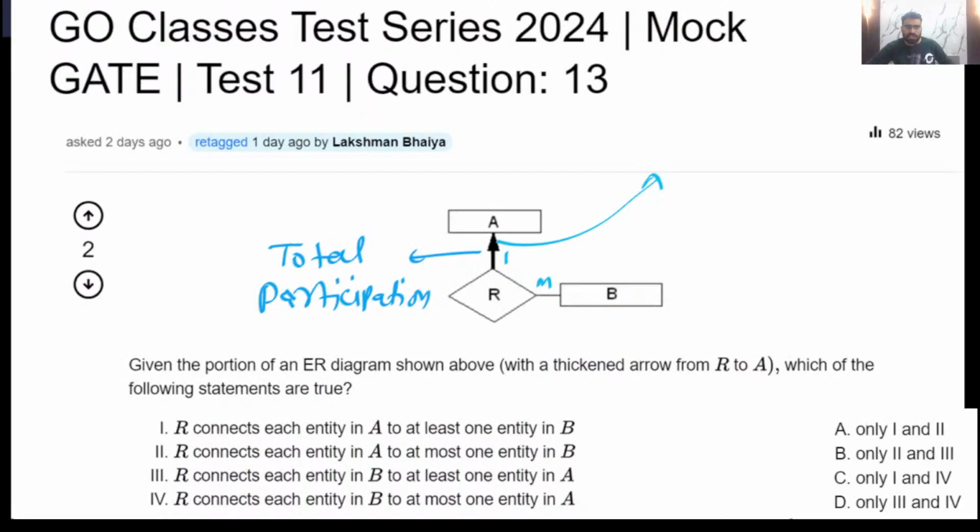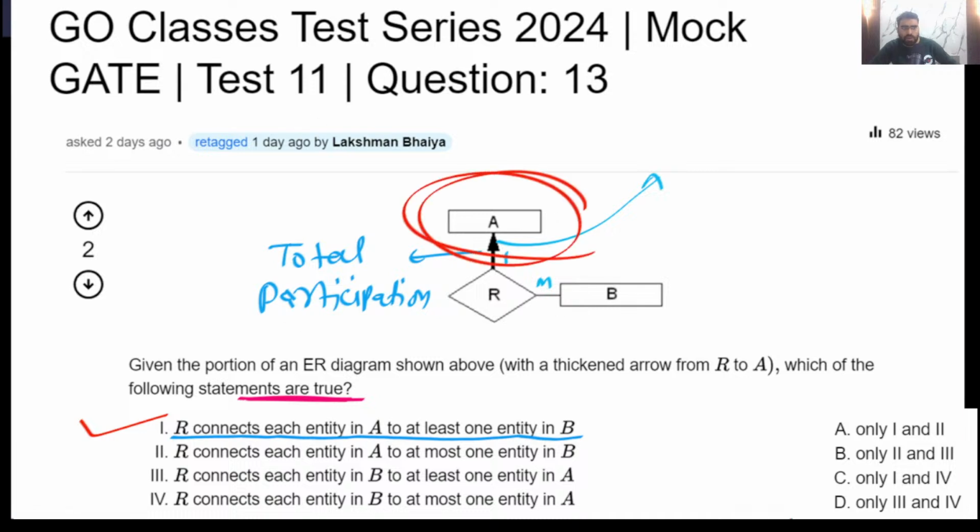So let's see which statements must be true. R connects each entity in A to at least one entity in B. Yes, that is correct. This is true because of total participation of A. There is total participation of A. So this statement is correct, that R connects each entity of A to at least one entity in B.